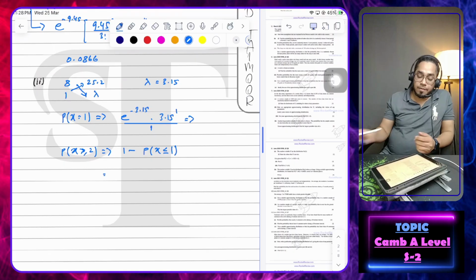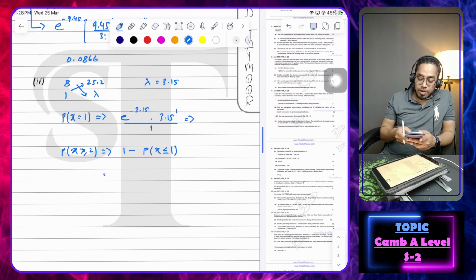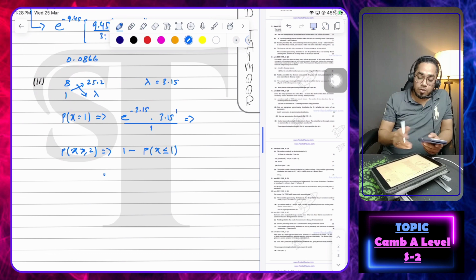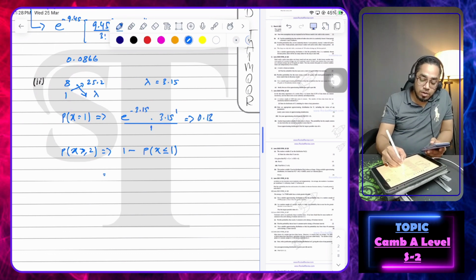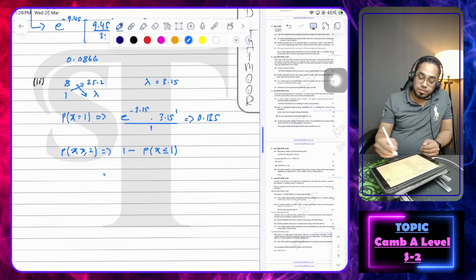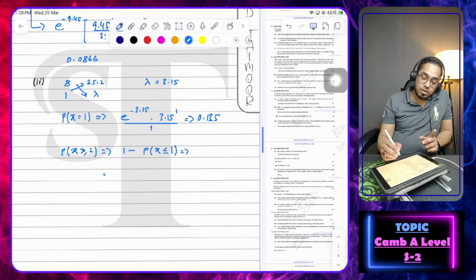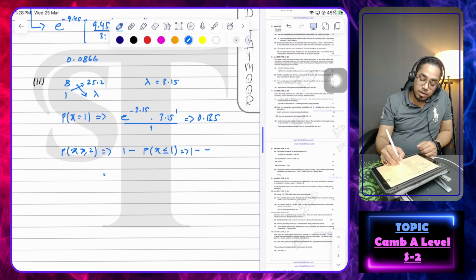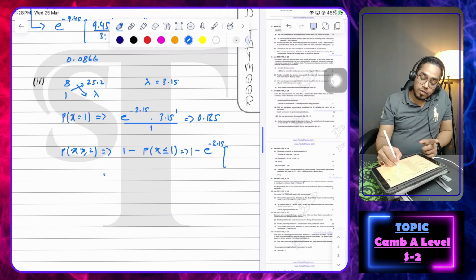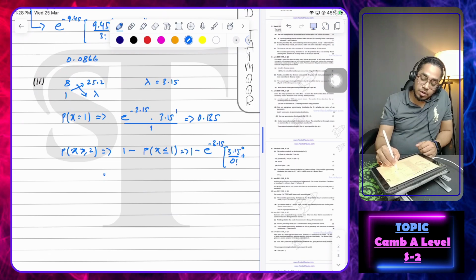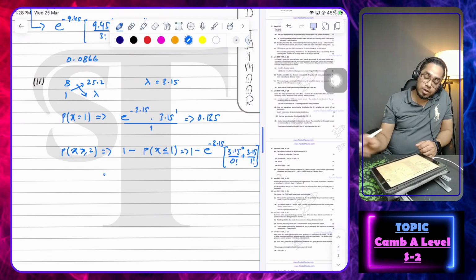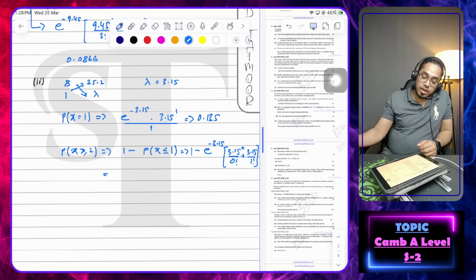So in this case we need the probability for this one. What are we getting? Exponential to the power minus 3.15 times 3.15 is exactly equal to 0.135. And for the other one I must have this condition: exponential minus 3.15 times, 3.15 to the power 0 divided by 0 factorial, plus 3.15 divided by 1 factorial. So I will directly get that answer.